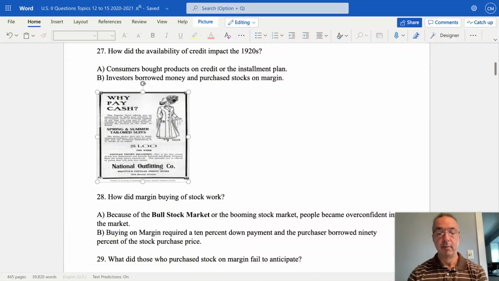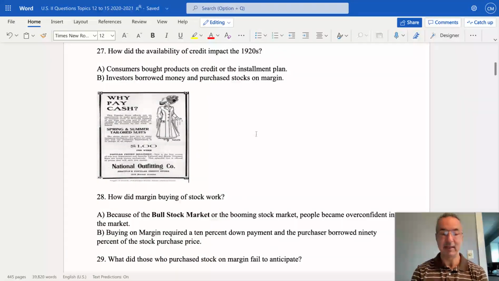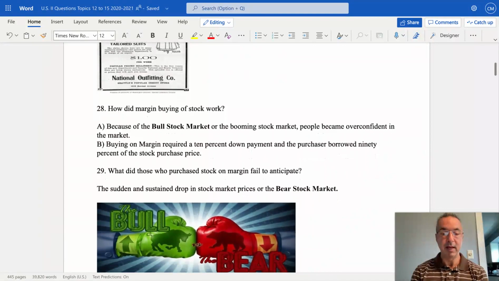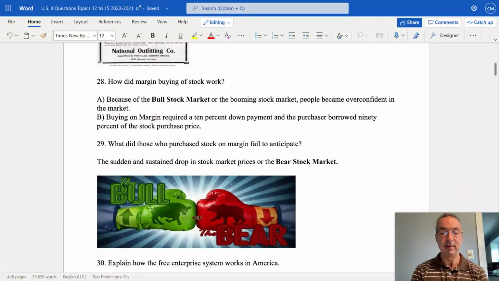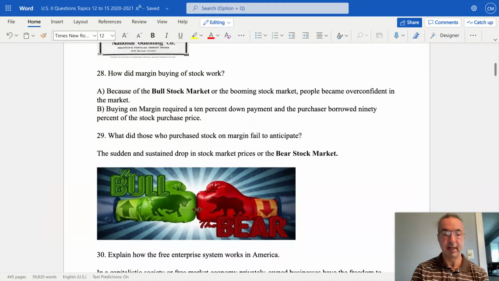But what you need to do when you invest in the stock market is anticipate the worst case scenario, not the best case scenario. So a lot of people did not anticipate a sudden drop in the stock market. And there's two different ways to look at the stock market, and I bolded them out for you. The bull stock market is when it's going up, and the bear stock market is when it's going down. So you see that image there, the bulls and the bears. Sometimes you watch a news program at the end of a day, sometime after 4 o'clock on a weekday, and you'll see whether the bulls or the bears did well for that particular day.